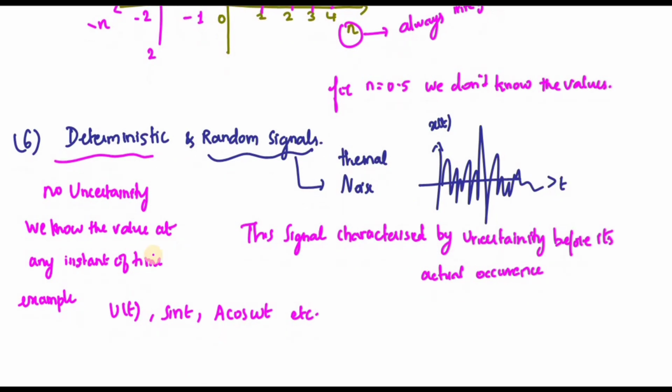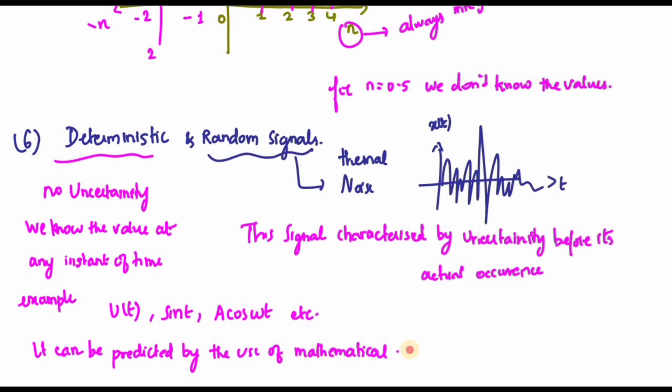In the first unit, you're going to study the types of signals and the types of systems, and you will get most of the problems in the first unit, classification of signals and classification of systems. This is a very important question. It can be predicted with the help of mathematical equations.